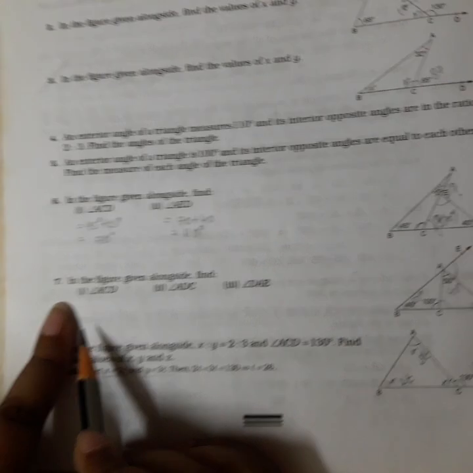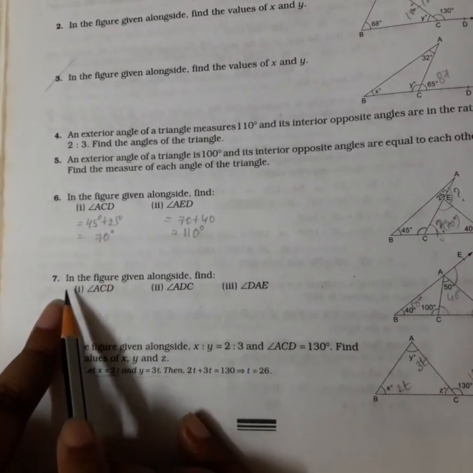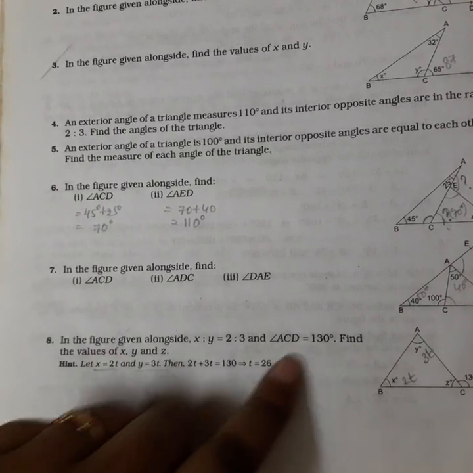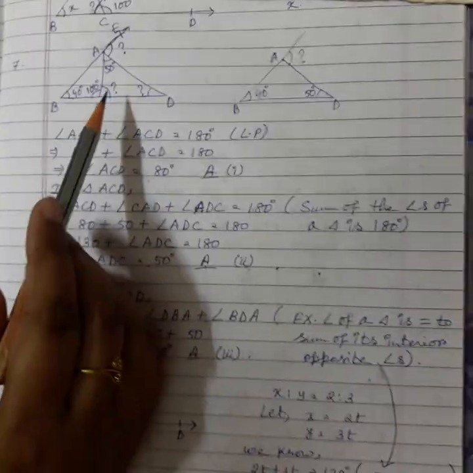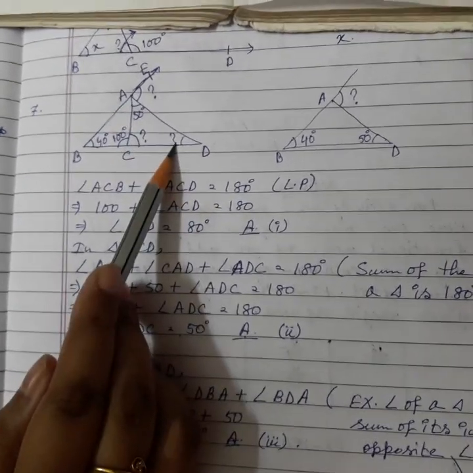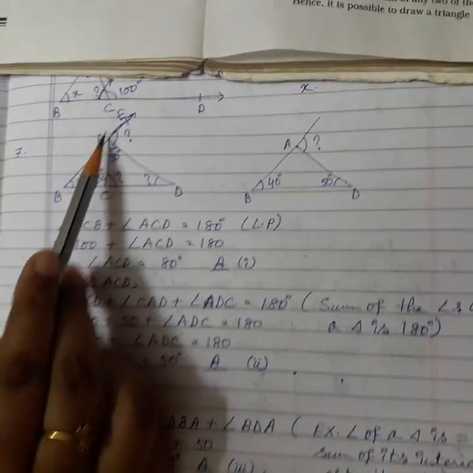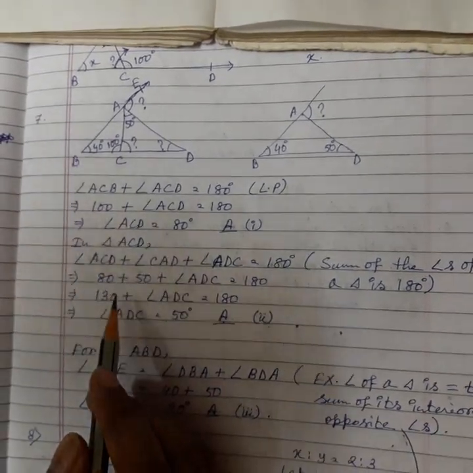Questions 6 and 7 are almost the same type of question. Question number 6 you will practice at home. Question number 7 we are solving. The figure I have drawn, and from this figure you have to find angle ACD, this is a question mark, angle ADC, this is a question mark, and angle DAE, this is a question mark. So these three angles you have to find. One by one we will find the angles.